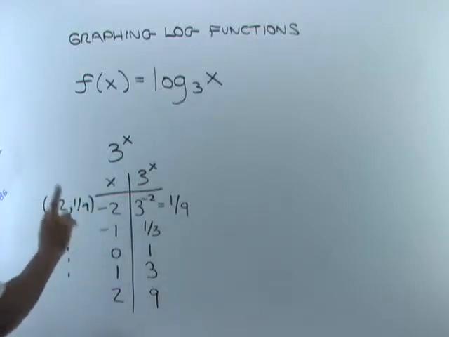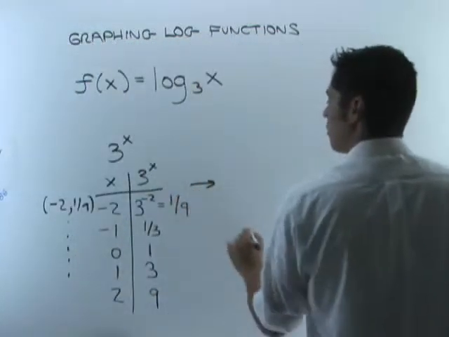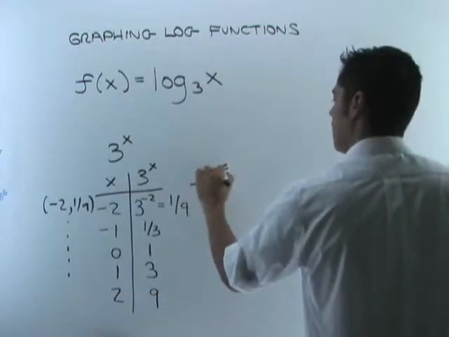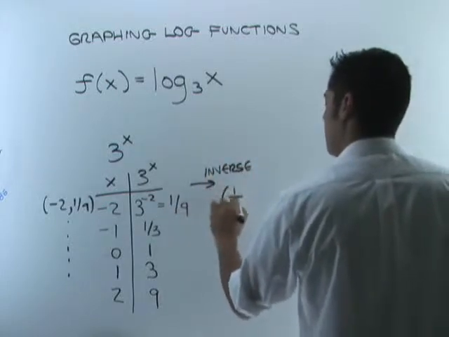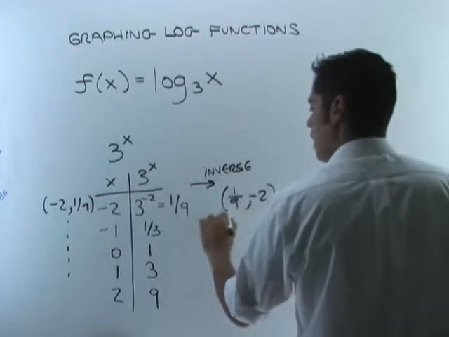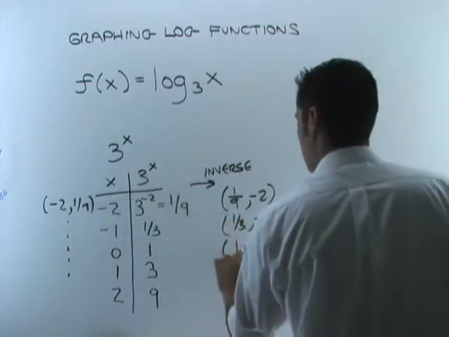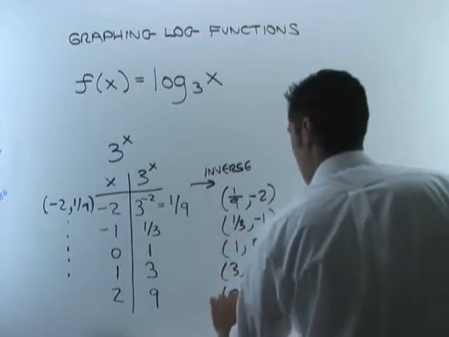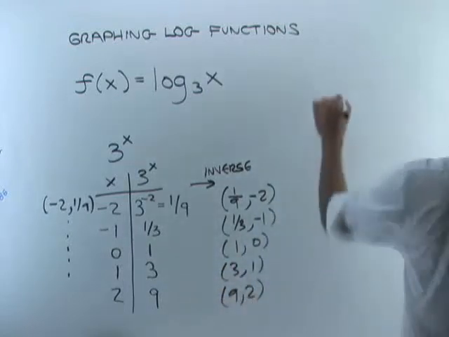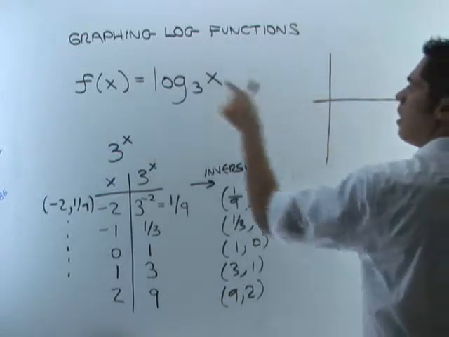I'm going to take those points and I'm going to flip the ordered pairs around. So to find the inverse, right? To find the inverse, I flip the ordered pairs. It's 1/9, -2. It's 1/3, -1. It's 1, 0. It's 3, 1. And it's 9, 2.